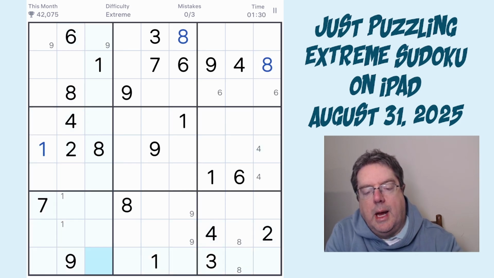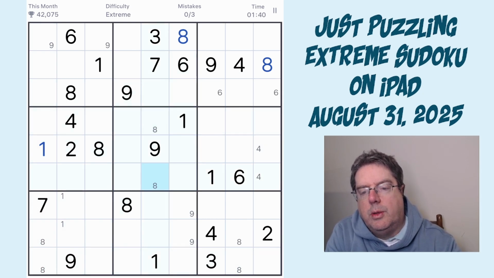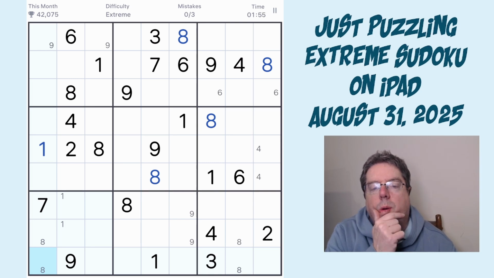Eight comes down here, 8 comes down here, so 8 is one of these two. 8 comes across here, 8 comes up here, 8 comes down here, so 8 is one of these two. 8 comes across here, 8 comes down here, 8 comes up here, so that's actually an 8, which leaves me, because of the double of the 8s, this as an 8 here, and then I've got two 8s there to go.